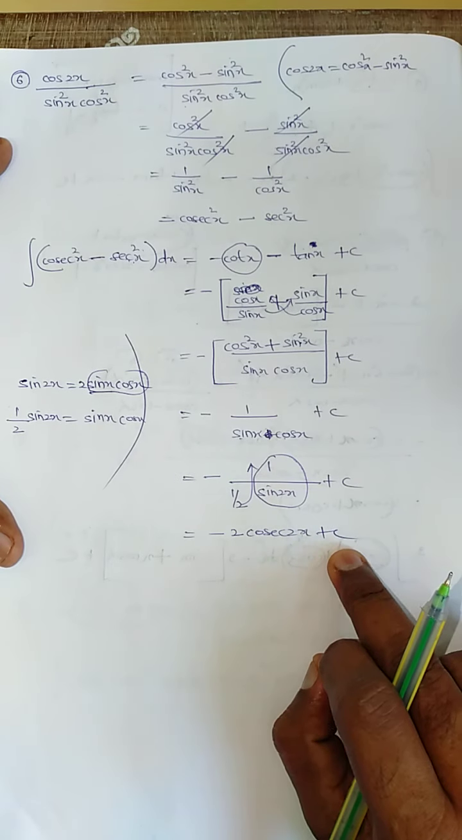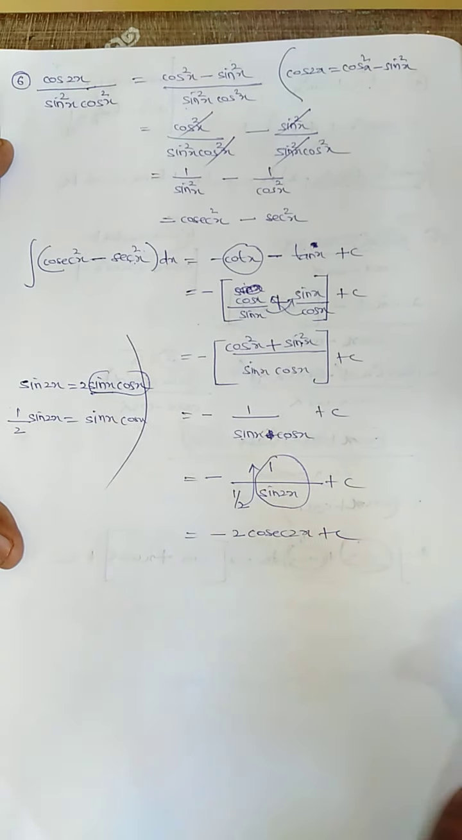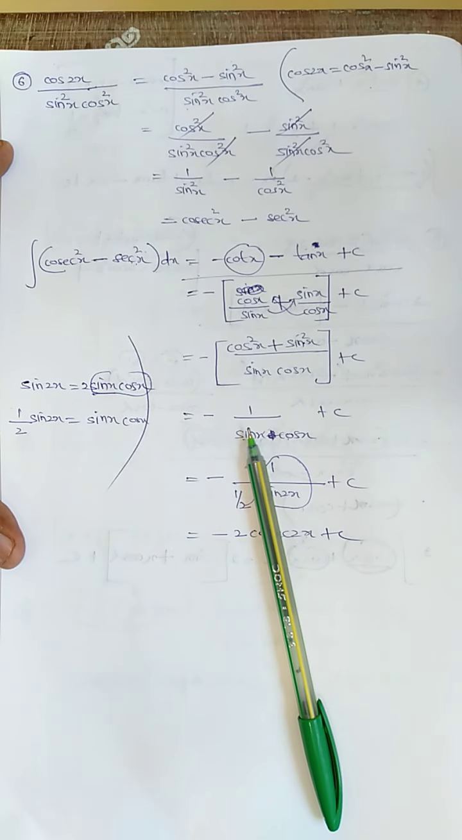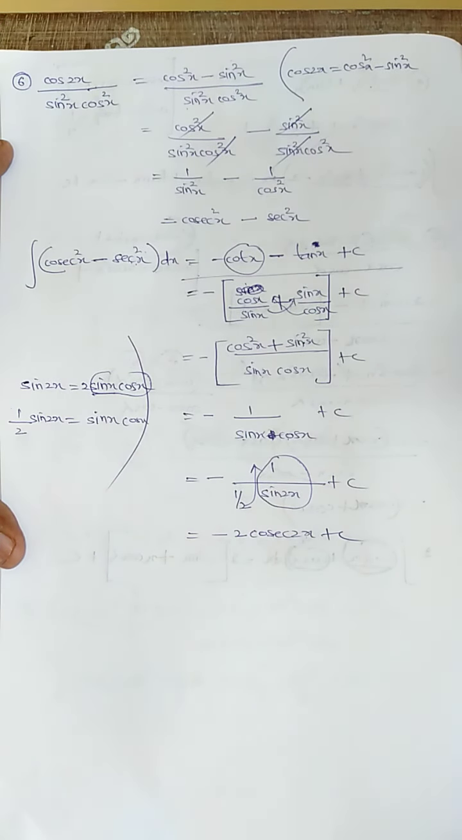So I have only brought it up to this point. If it is a 2 mark sum, you can stop the answer here itself. If it is a 3 mark sum, you want to derive up to this. So this is the required answer.